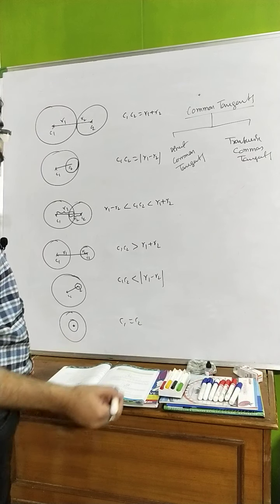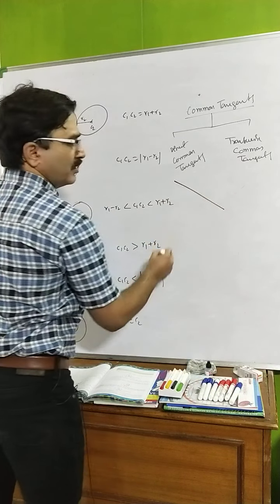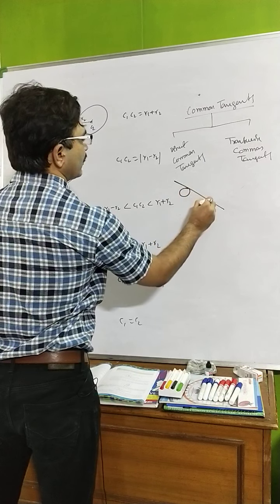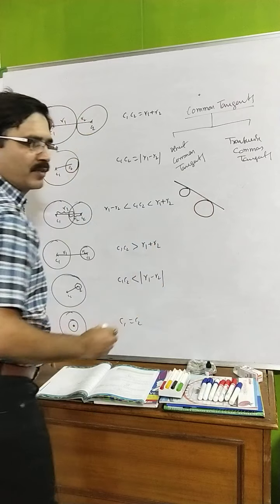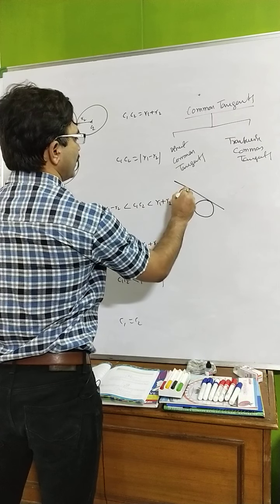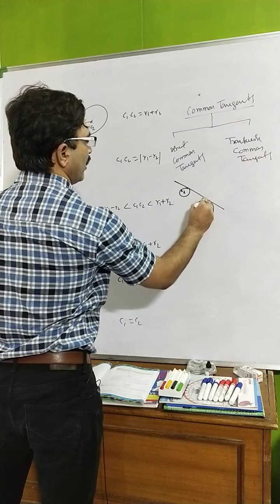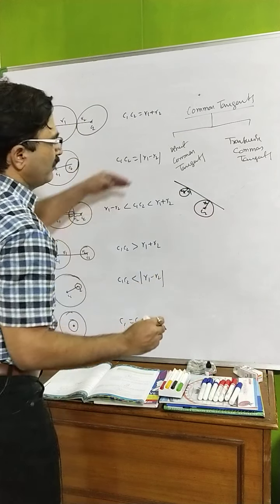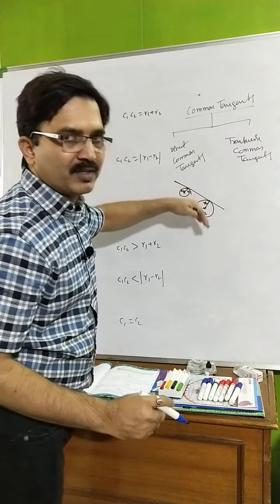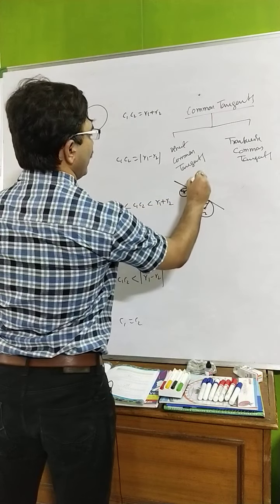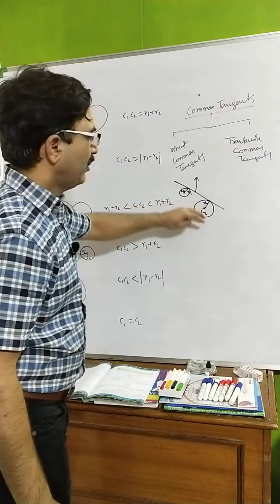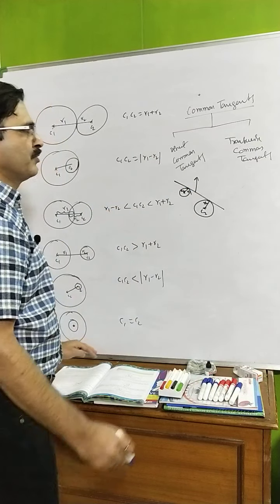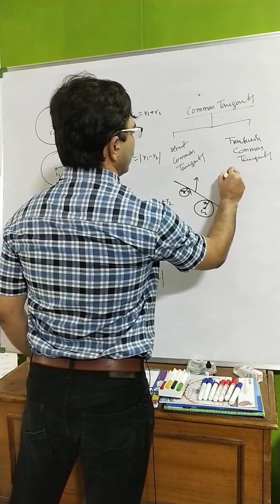What is meant by direct common tangent? For example, this is a line. Let us say that the two circles lie on the same side of the line. Right, this is C1, R1, this is C2, R2. If the two circles lie on the same side of the line, and the tangent touches the line on the same side, then you can say that it is a direct common tangent.